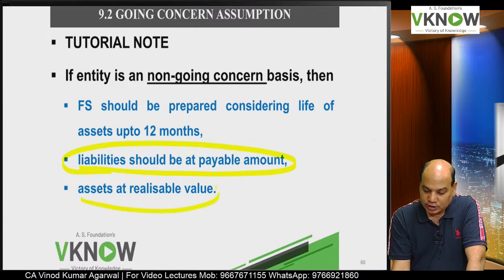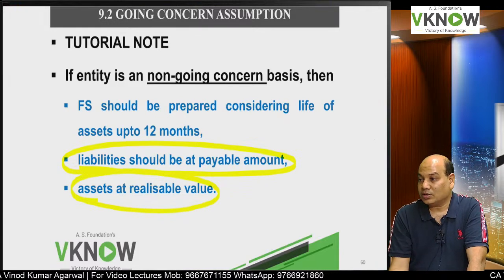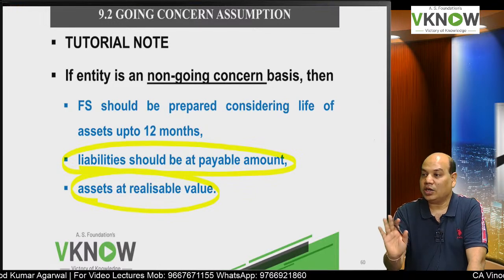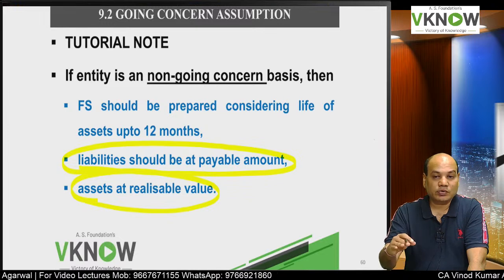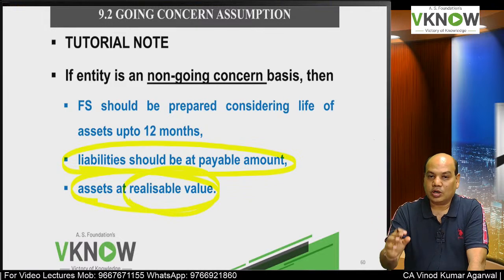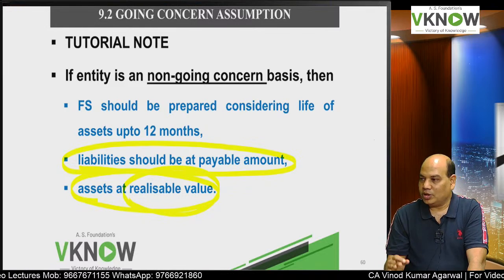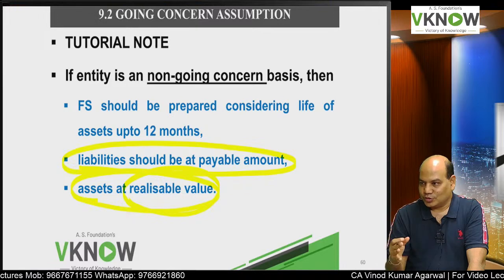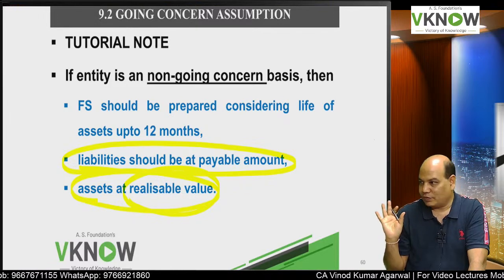An asset like inventory, debtor will be at their realizable value. Don't apply Ind AS 2 now. Don't apply cost or NRV, whichever is lower. You have to record inventory at realizable value, PPE at their recoverable amount or their realizable value, debtors at their recoverable amount.